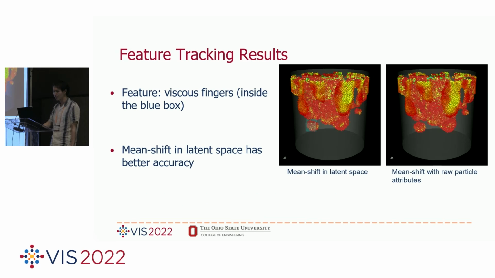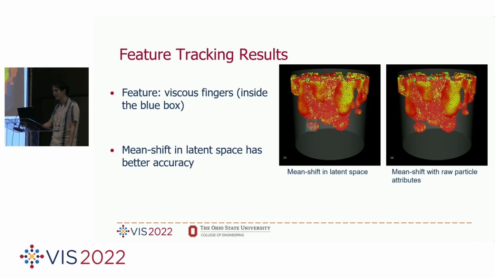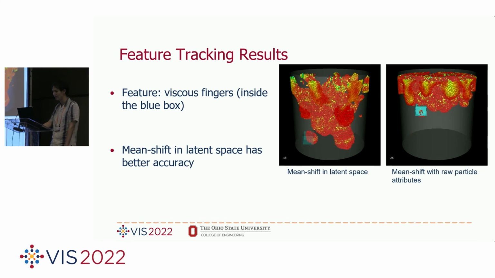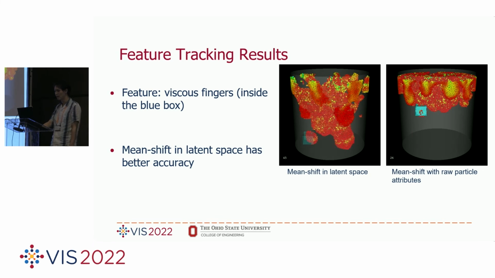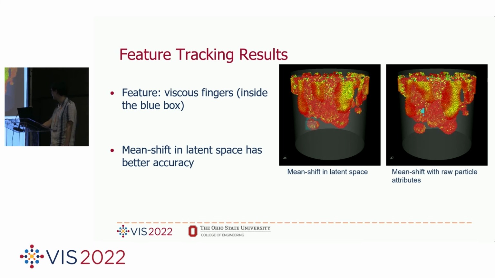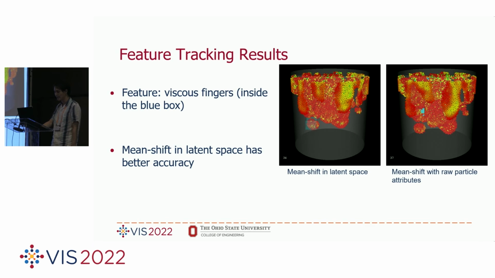Lastly, we show animations. The animations show the feature extraction tracking results. The left figure shows tracking in the latent space, and the right figure is tracking in the raw attribute space. The tracking position is indicated by the blue box. Our method has apparently better accuracy in this case.